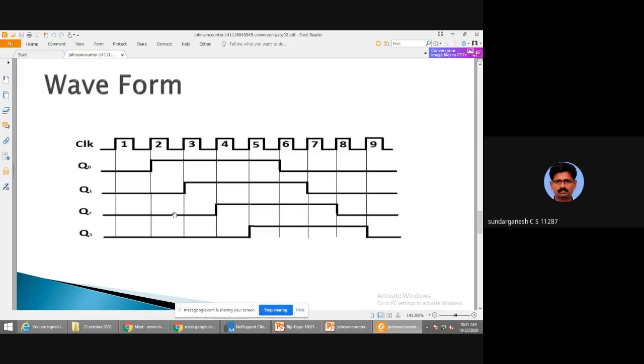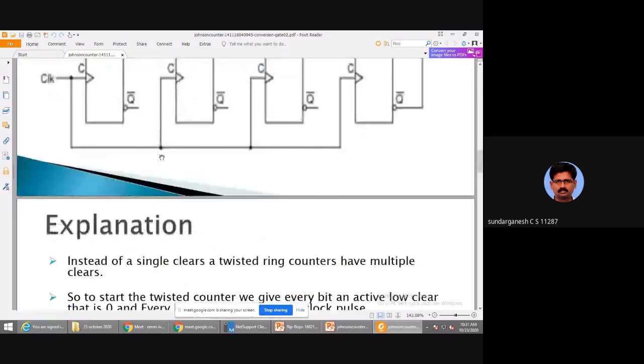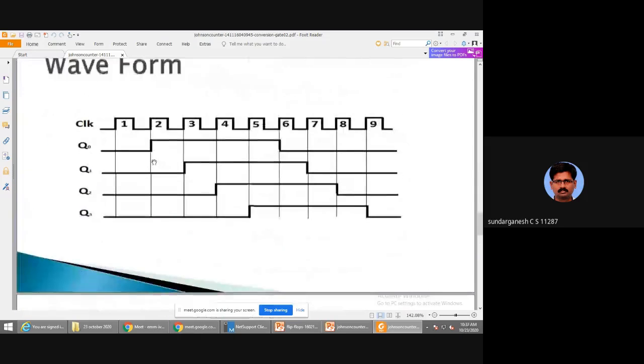So this is a timing diagram for a 4-bit twisted ring counter or Johnson counter. In a ring counter, only one clock signal stays high, and then it goes out. In a Johnson counter, it will remain high for 4 states. For example, for a 5-bit counter, it will remain high for 5 states. So depending upon the number of flip-flops, this waveform also changes.